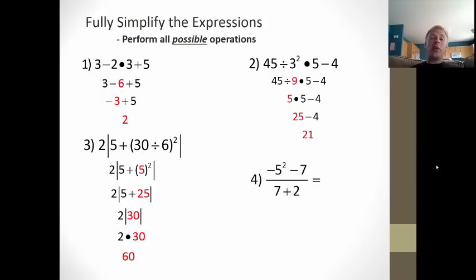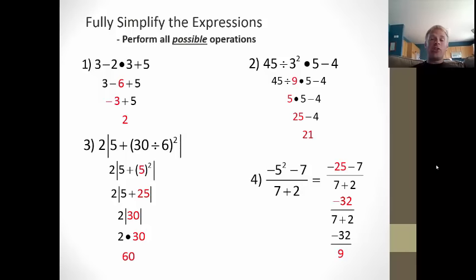The last we deal with are fraction bars here. Now we can see that we have stuff on the top and we have stuff on the bottom of our fraction bars that needs to be simplified. And what the fraction bar does is it separates the top and the bottom. We have to simplify everything in the top and then everything in the bottom, and then we can actually do the division of the fraction bar there.